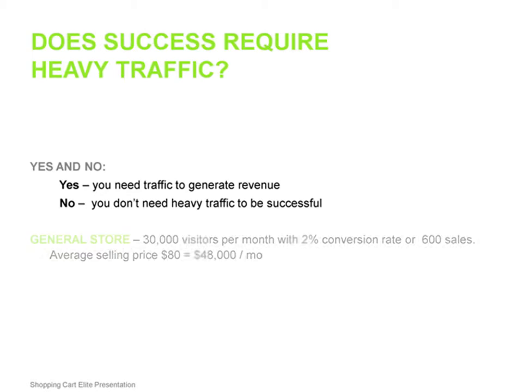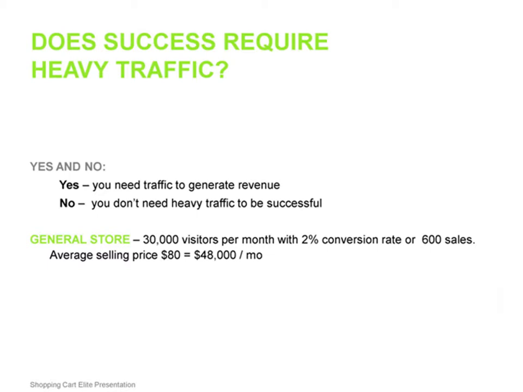For example, if you have a general automotive store, you can rank well for really popular keywords such as car accessories and get 30,000 visitors per month. Even so, if you have a low conversion rate of 2%, which means converting 2% of visitors into customers, you will only get 600 sales per month. Since general store visitors are usually looking forward to buying a single item and not a lot of items, you will find that the average sale will be $80.